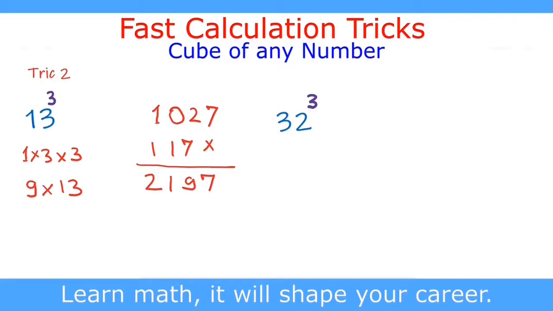Now we go to the next number, which is finding the cube of 32. We will repeat the same process. We will first take the cube of 3, and the cube of 3 is 27. We write 27. Now the cube of 2 is 8, and we will write the cube of 2 in 3 digits, which is 008.